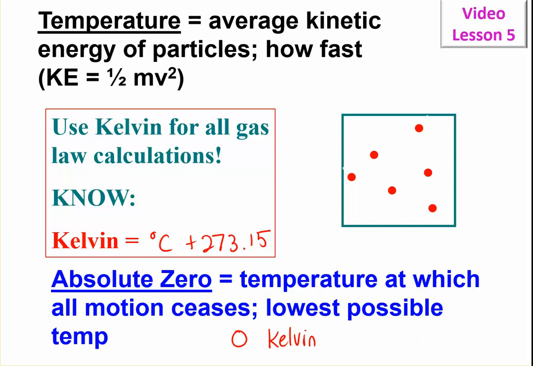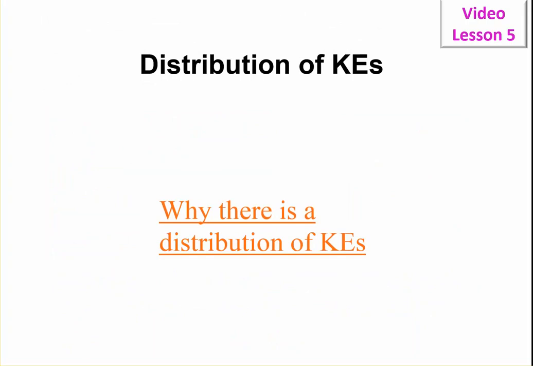Notice in this definition, we say the average kinetic energy of particles. That implies that all of the particles in anything but in a gas are not moving at the same speed, same velocity. Let's see why that's true, why there's actually a distribution of kinetic energies at any given temperature.